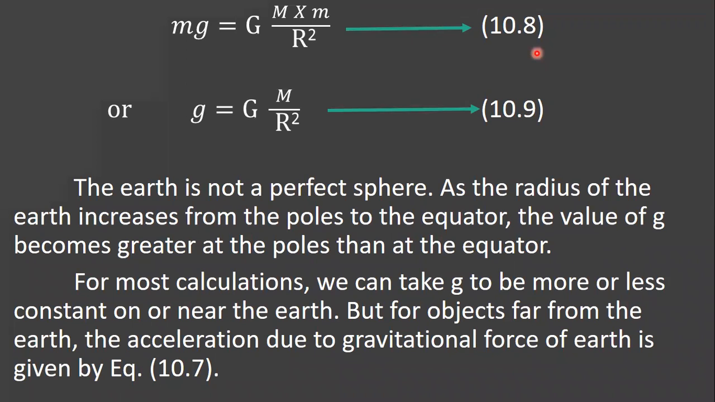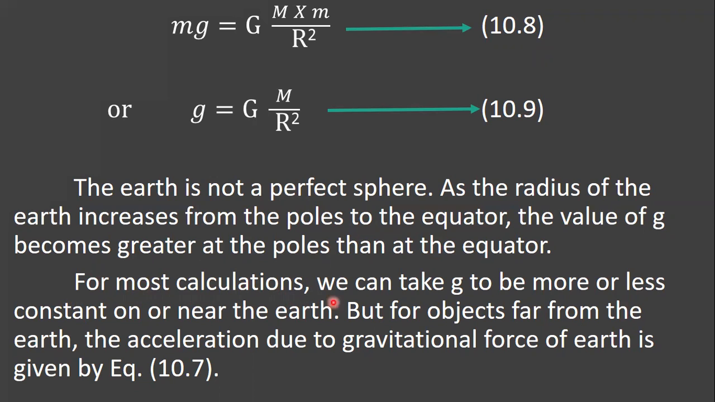Here children, equator means it is an imaginary line around the middle of the planet or any other celestial body, and it is halfway between the North Pole and the South Pole at 0 degrees latitude. And the equator divides the planet into a northern hemisphere and a southern hemisphere, and the earth is widest at its equator. Now as the radius of the earth increases from the poles to the equator, the value of the acceleration due to gravity, that is g, becomes greater at the poles than at the equator.